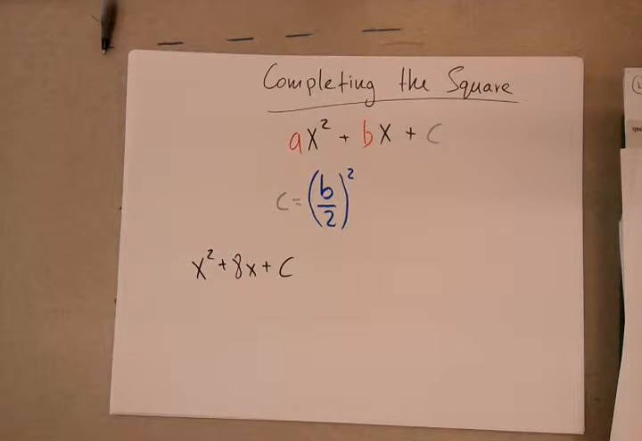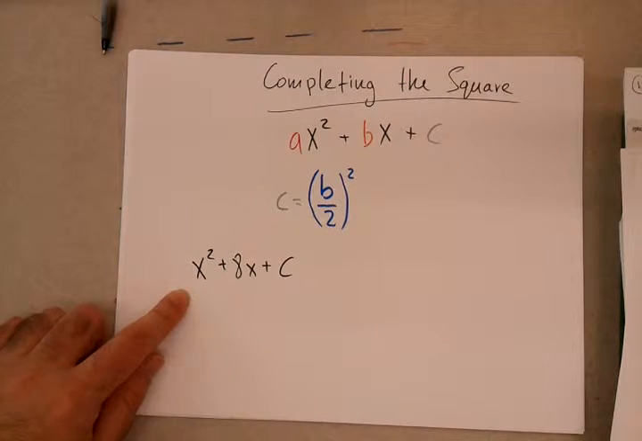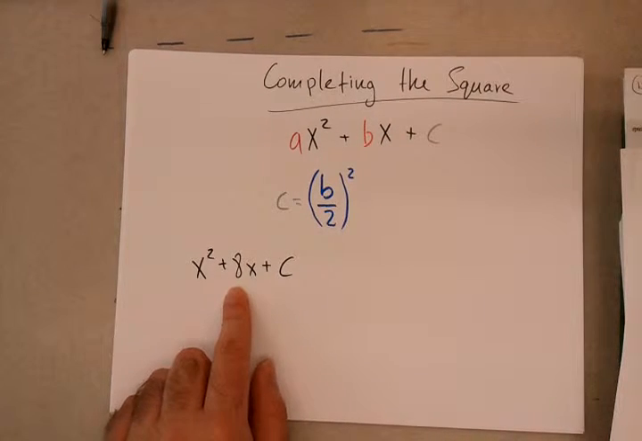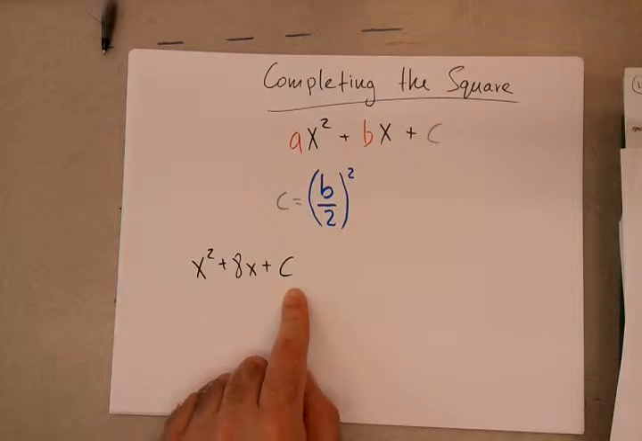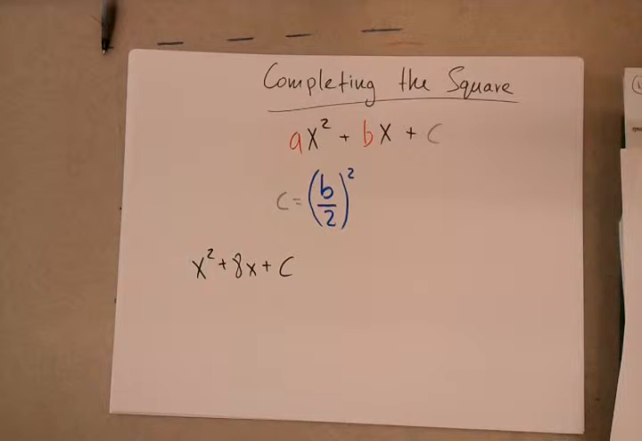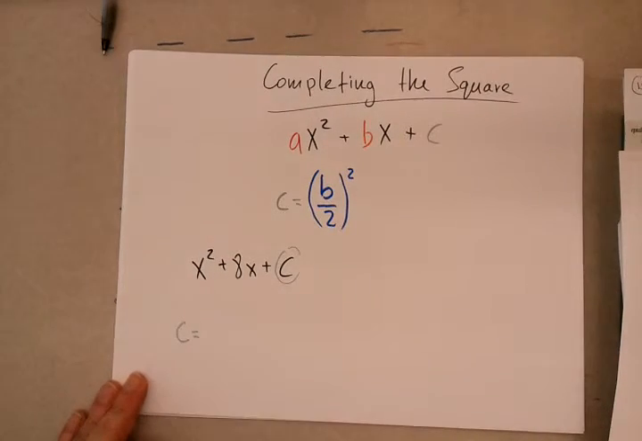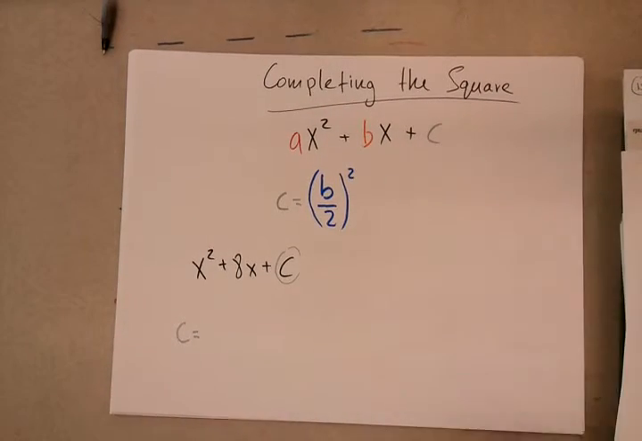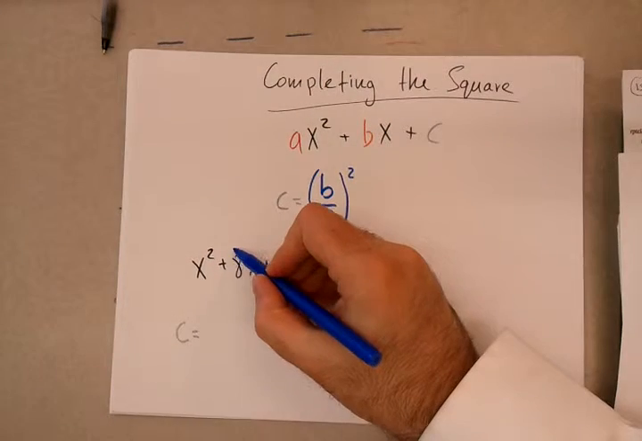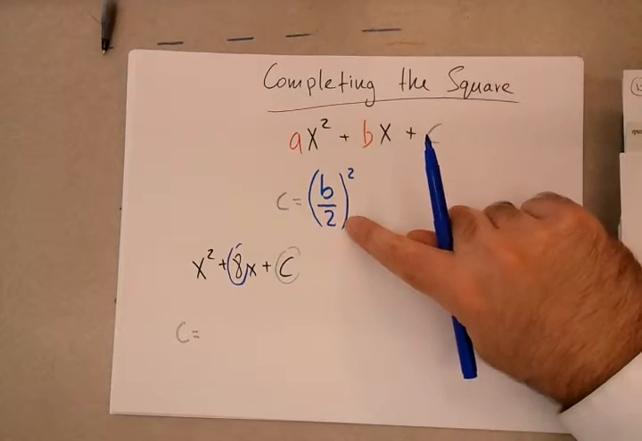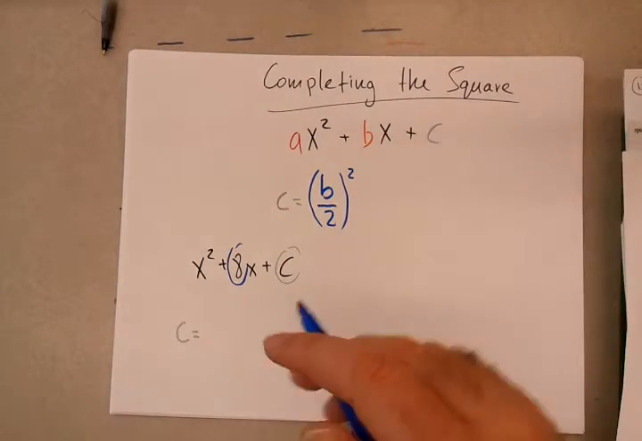Alright, looking at this problem here, we don't really need the a for completing the square, but if you did, the a in this case is just the 1. The b is the 8, and the c is missing, or the term we're trying to find. So we are trying to find c over here. Well, how do we find c? Well, according to this formula here, all you have to do is you have to take the b, which is this, divided by 2, and then square it.